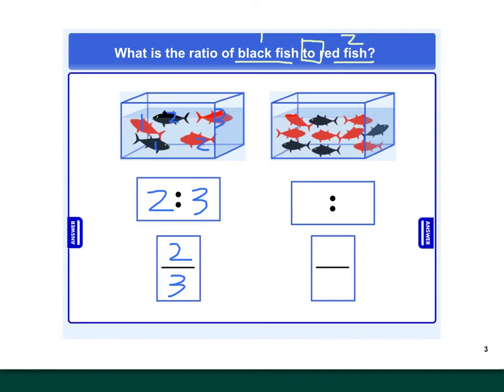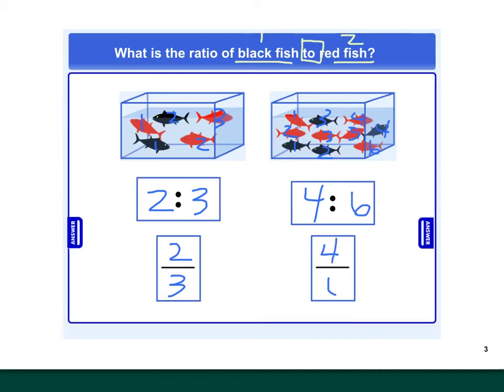Notice that my total number of things, so if I add up the 2 and the 3 here, I get 5, which is the total number of fish. So my total number should be shown in the combination of each of the things in my ratio. Now if I look at the second fish tank on the right, if I'm doing blackfish first, I'm going to count 1, 2, 3, 4. So I have 4 blackfish, and I have 1, 2, 3, 4, 5, 6 redfish. So my ratio is 4 to 6.